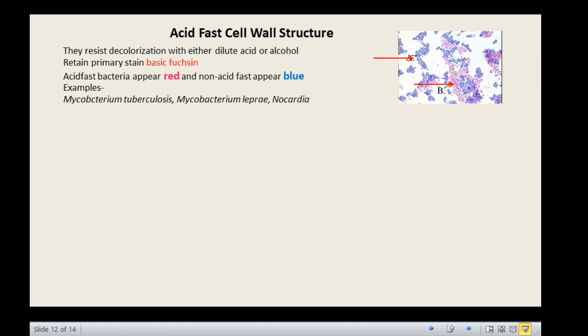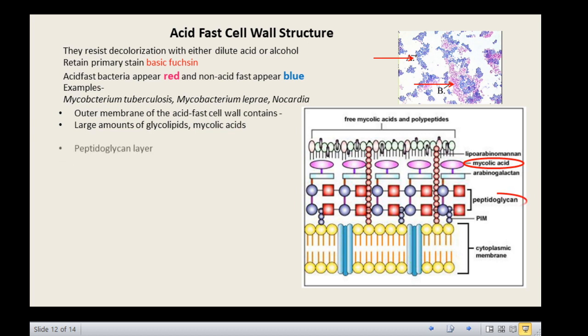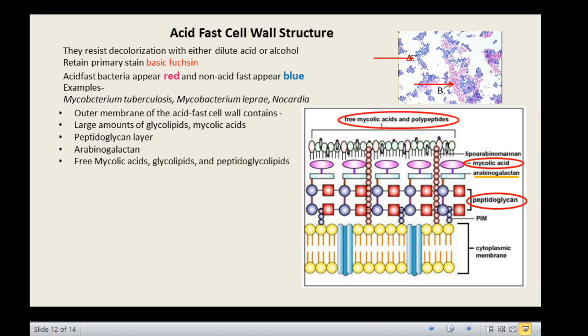Acid-fast bacteria are gram-positive, but in addition to peptidoglycan, the outer membrane of the acid-fast cell wall contains large amounts of glycolipids, especially mycolic acids. The acid-fast cell wall of Mycobacterium has a thin inner layer of peptidoglycan. The peptidoglycan is in turn linked to arabinogalactan, which is then linked to an outer membrane containing high molecular weight mycolic acids. The arabinogalactan mycolic acid layer is overlaid with a layer of polypeptides and mycolic acids consisting of free lipids, glycolipids, and peptidoglycolipids.